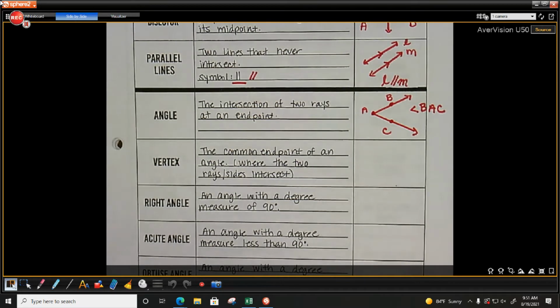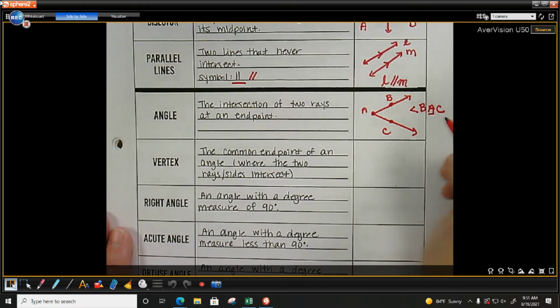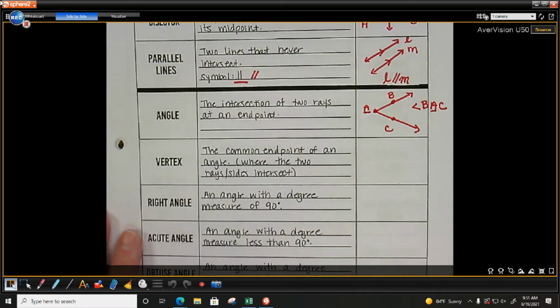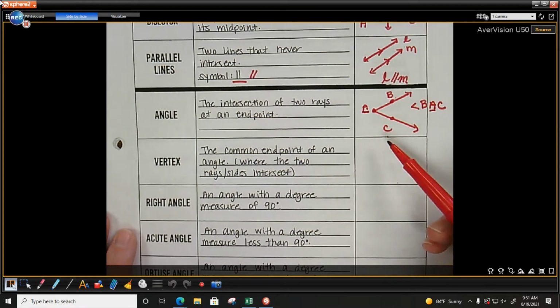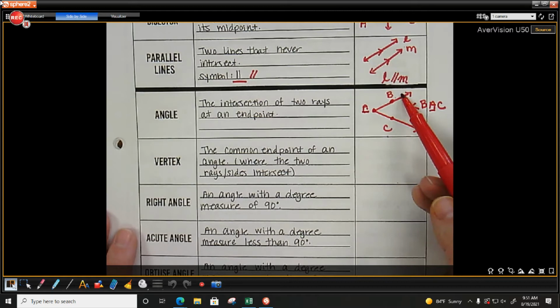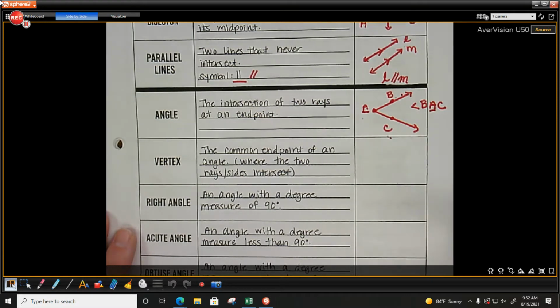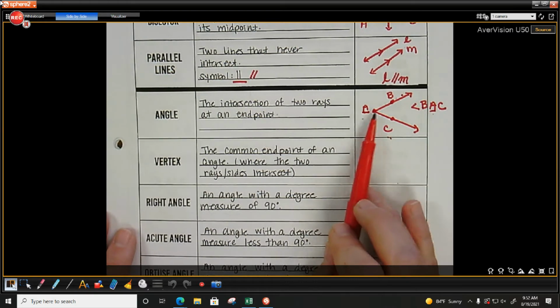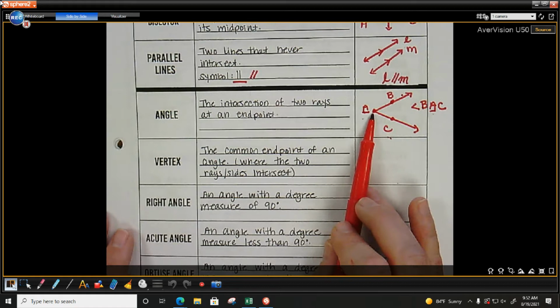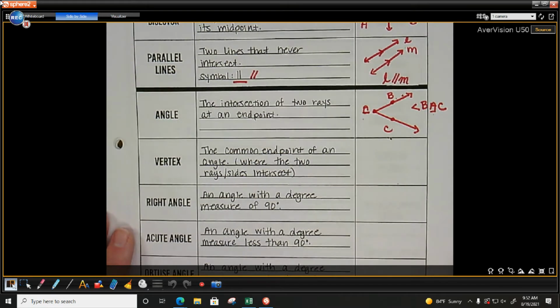If you're using 3 letters to label an angle, this middle letter is where the vertex is, okay? So I could say angle BAC or angle CAB. Either order works, but I couldn't say angle ABC, okay? So the middle letter, when you're using 3 letters to identify your angle, has to be where the vertex is, okay? What was your question, sir?